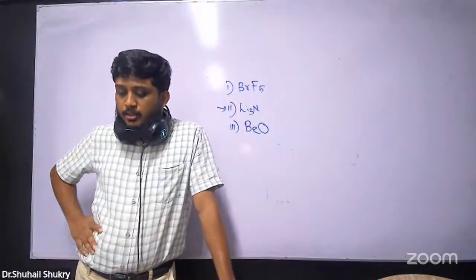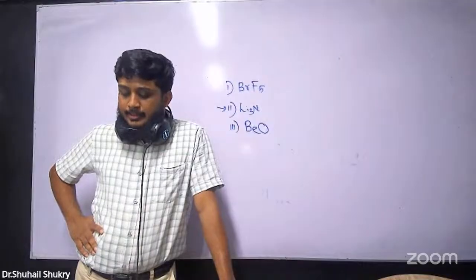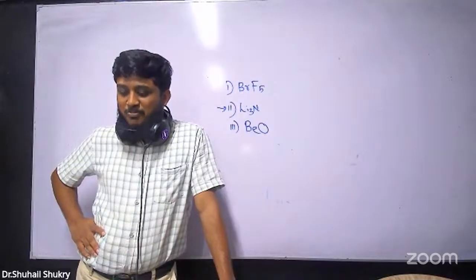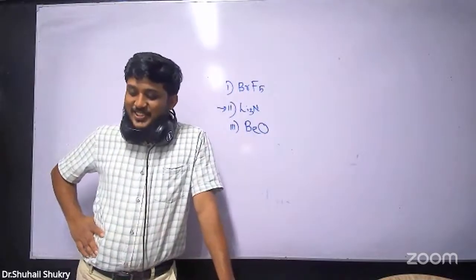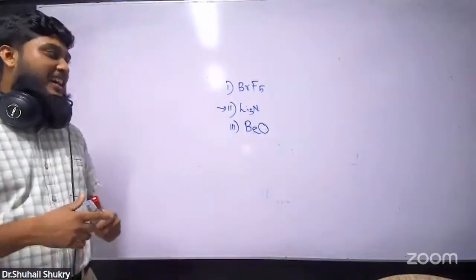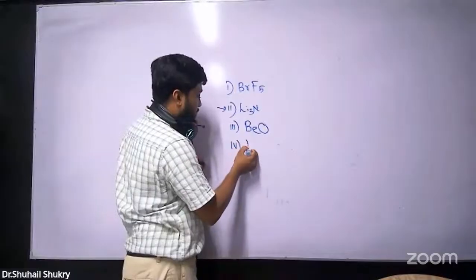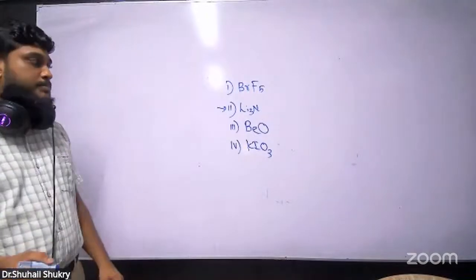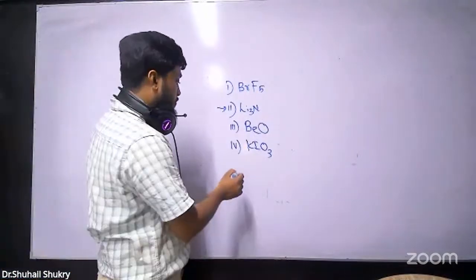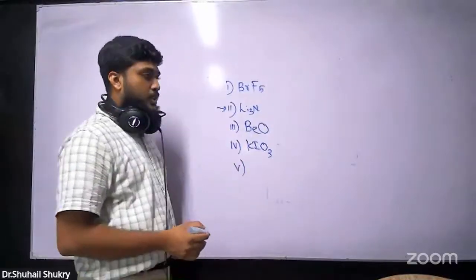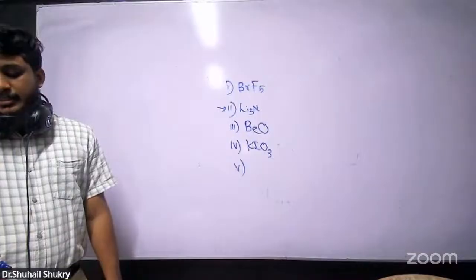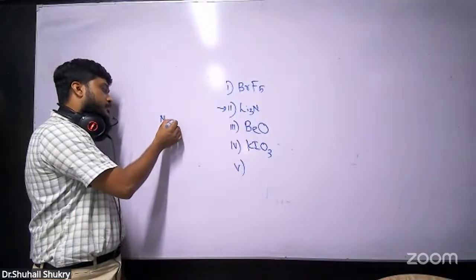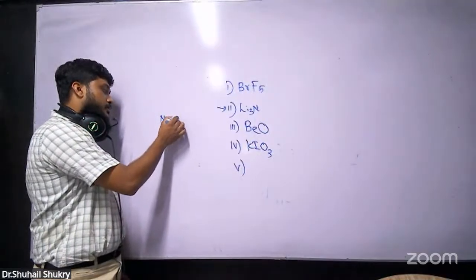Next: the compound which is used as a primary standard in volumetric analysis. Potassium iodate, KIO3. The species which is isoelectronic with N2O. Isoelectronic with N2O means what? First of all, how many electrons are in N2O? You check. 2 nitrogens and 1 oxygen. 2 nitrogens, how many electrons? 7 into 2.